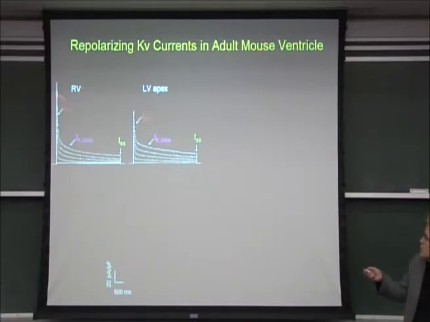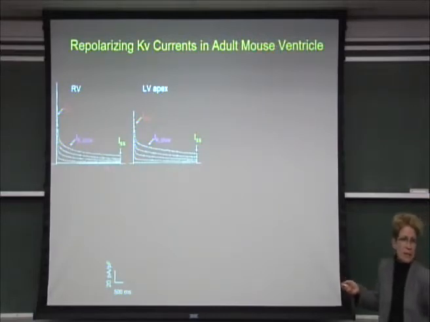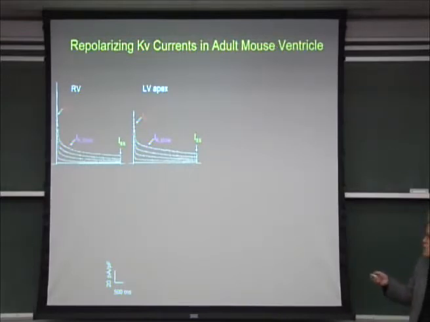So these are recordings from right ventricular myocytes and from cells from the apex of the left ventricle. And I think what you can see in both cases is you have rapidly activating currents, that a component of the current inactivates very rapidly, and then there's a slowly inactivating component, and then what we call the steady state current, which is basically a non-inactivating current. No matter how long this voltage step is, this current will continue to be present.